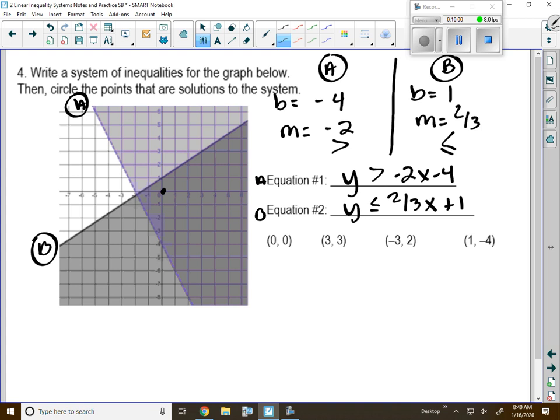Then I would just plot the points that you're given and then see which ones fall inside. So if we plot 0, 0, that's inside both shaded regions. 3, 3, what do you think? Yes. Yes, it's on a solid, so we're good. -3, -2, that one's a no. And then 1, -4. That's a yes.